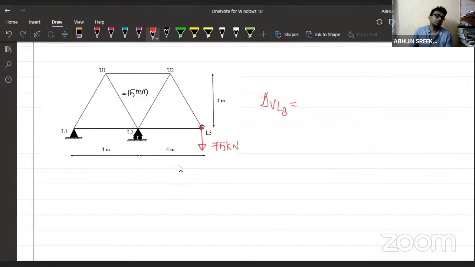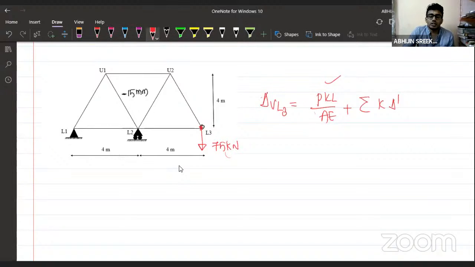How to calculate it? Anyone? Very good. First of all, if I am considering the effect of lack of fit and external load together, the equation will become sigma pkl divided by AE plus sigma k into delta dash. I have to consider the effect of the 75 kilonewton first, find the pkl by AE value, and after that consider the effect of lack of fit and get the displacement due to that, and add them. You'll be getting the answer.